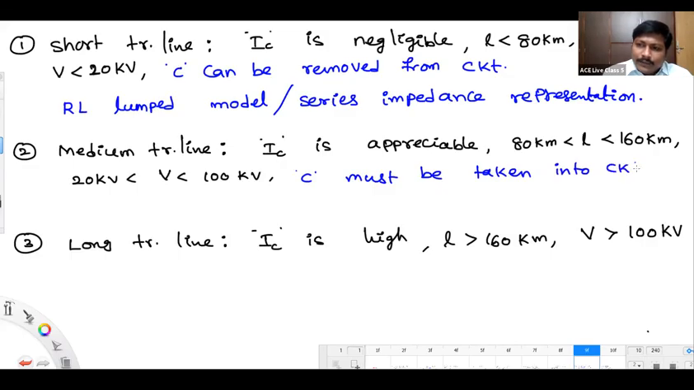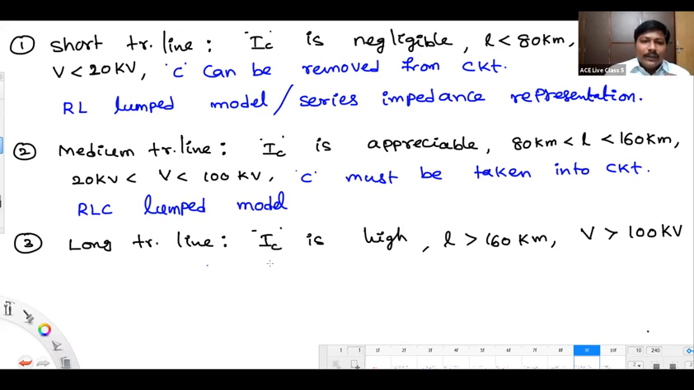After saying that C must be taken into the circuit, I can say this model as the RLC lumped parameter model. And we have a series branch as well as a shunt branch for the transmission line analysis.